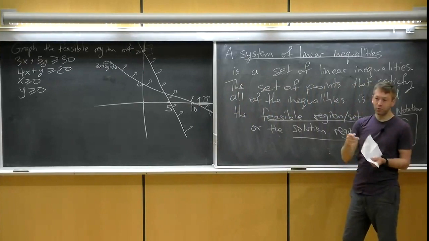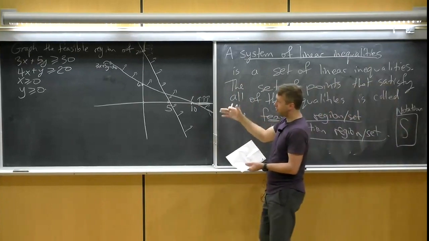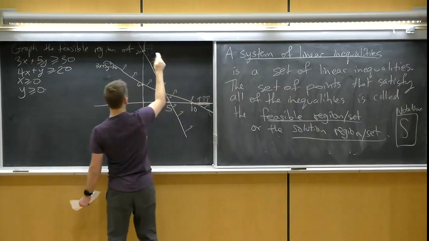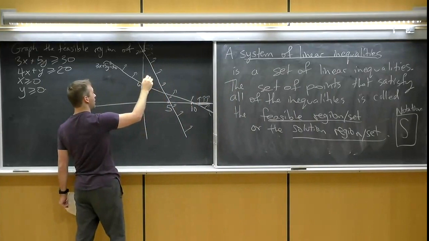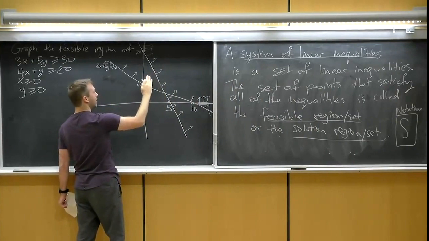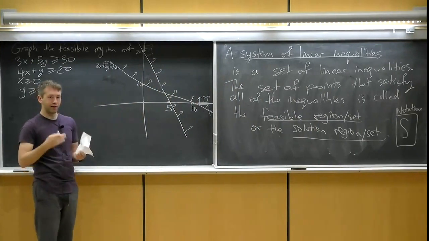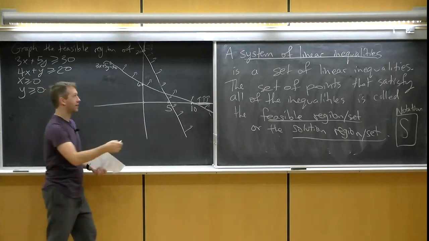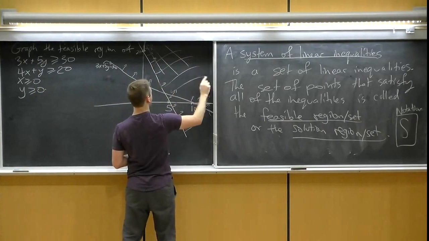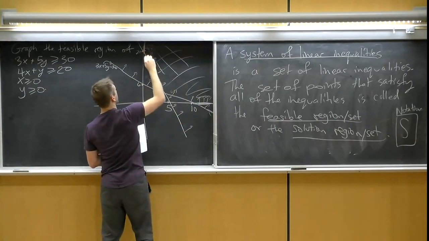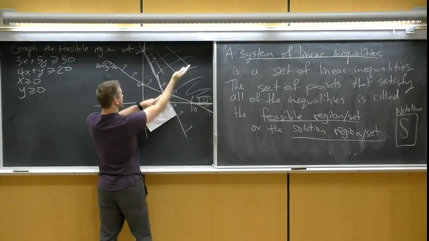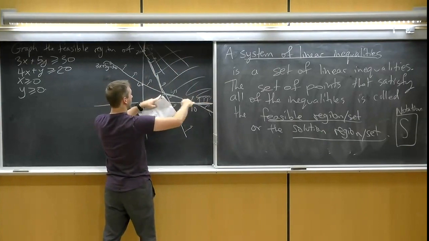So if we ask ourselves, what's the feasible region? It's all the points that satisfy all of these inequalities. So for example, a point here would not be feasible because it doesn't satisfy this inequality. It's on the wrong side of this line. So you want to pick all the points that are on the correct side of every line, so it would be everything over here, everything on that side of this boundary.